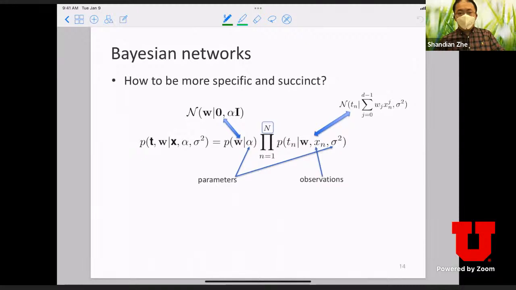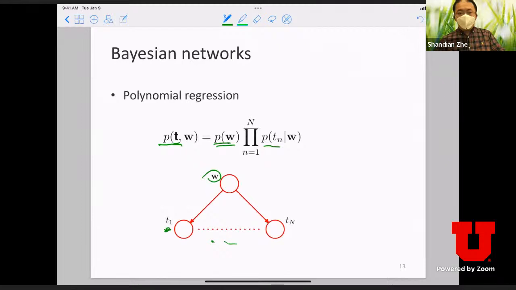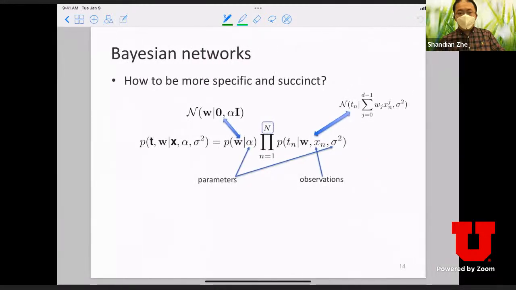However, in practice, our Bayesian models can be quite complicated. You have many terms, and also many duplicated components. Like in our case here, we know that each component corresponds to the same form of likelihood, so it seems we don't need to replicate these components again and again. Also, the prior itself might not be conditioned on random variables, but on some deterministic parameters, like hyperparameters. How can we make our network more specific and succinct?